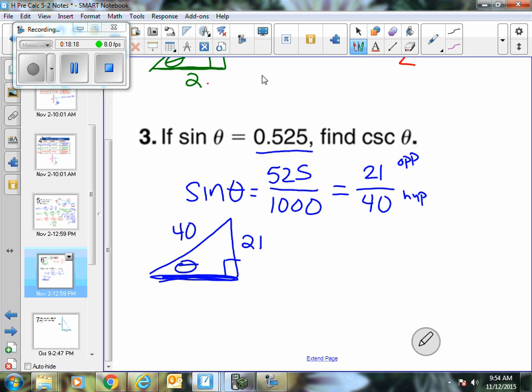So if they give you a decimal, and let's be realistic, a lot of times we'd rather work with decimals when we're typing stuff in than fractions, right? It might be faster. If they give you a decimal, you can still find out what ratio that would be. Just put it as a fraction, and then we have that triangle.